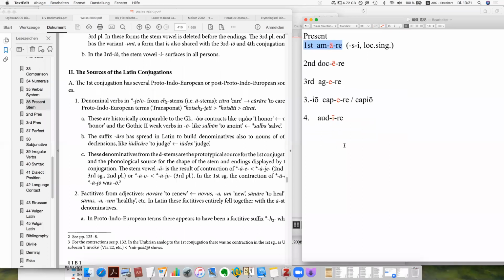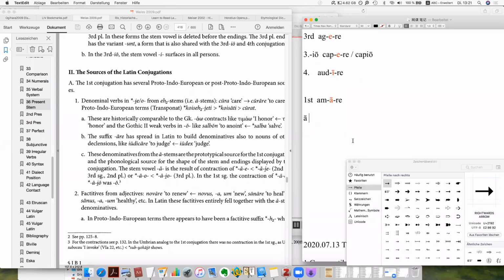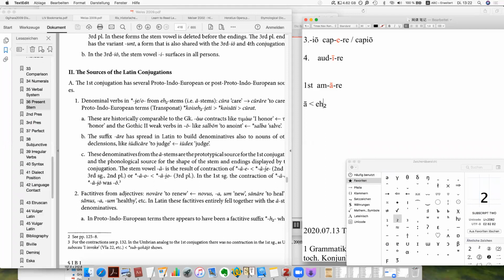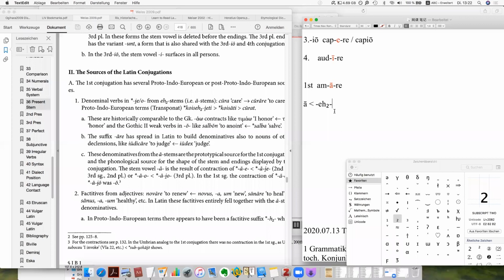Okay, so this one. So this is ā. And as you can see, here's already the explanation. So this first class, ā, goes back to laryngeal 2. But this laryngeal 2, if you remember, is like in Sanskrit, the long r in Sanskrit nouns, right? Like the feminine.